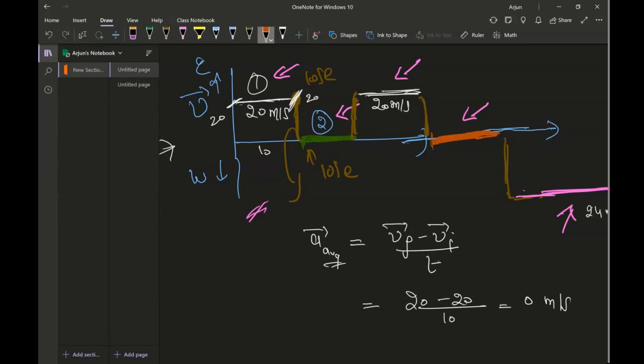Now you can guess it. For this section there is no velocity, so obviously acceleration is 0. This is again a horizontal velocity line, so acceleration will come out to be 0. For this one it will be 0. For this one again it will be 0. For all these sections, for all these horizontal lines, acceleration came out to be 0.